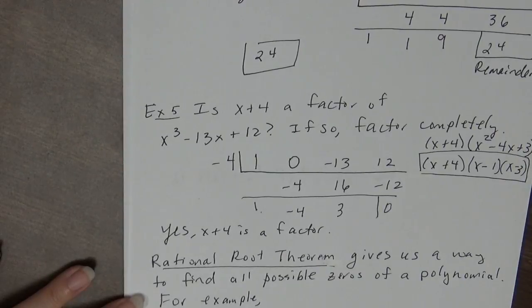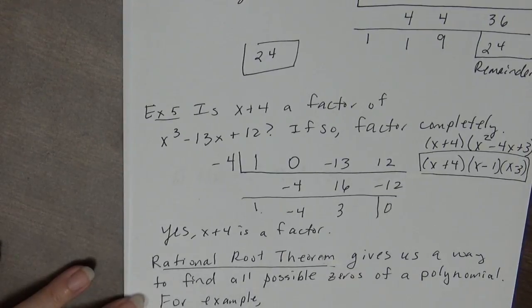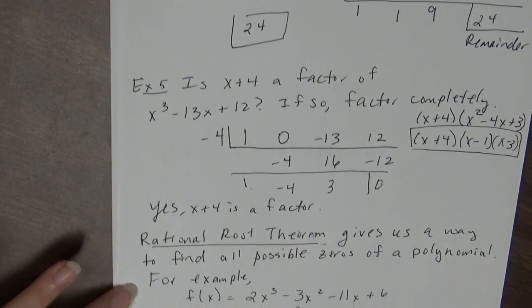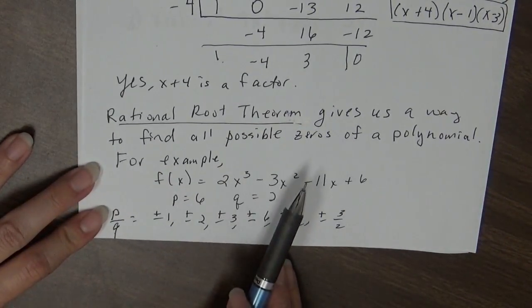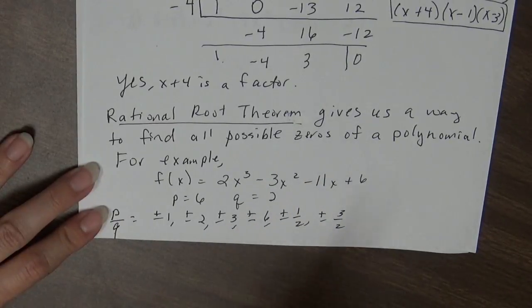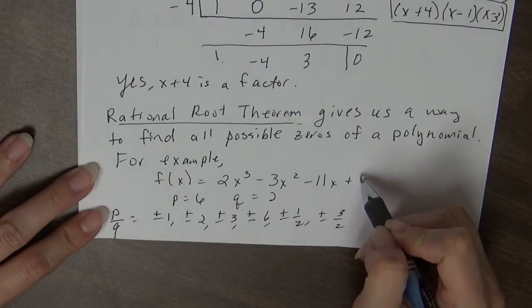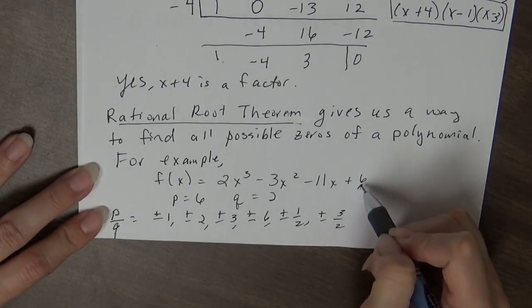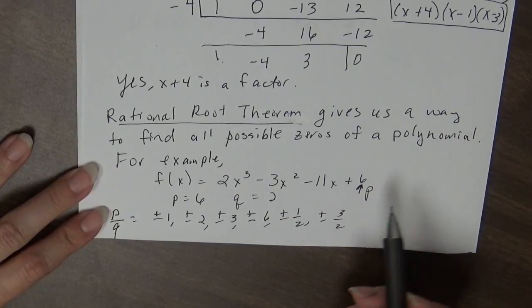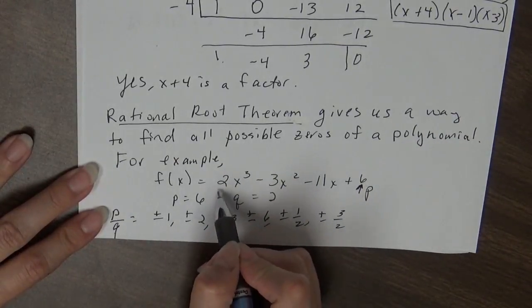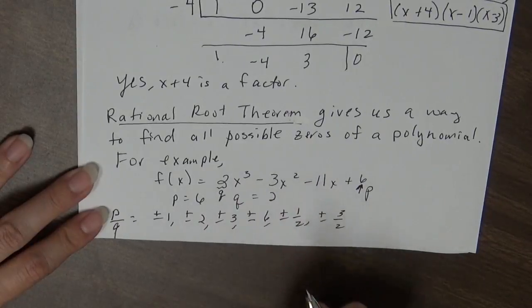But how do you know where to start with your synthetic division? The rational root theorem gives you like a starting point. And it just states that all possible zeros of a polynomial would have to be limited to the factors of this term, which we call p, which is a constant, divided by all factors of the leading coefficient q.